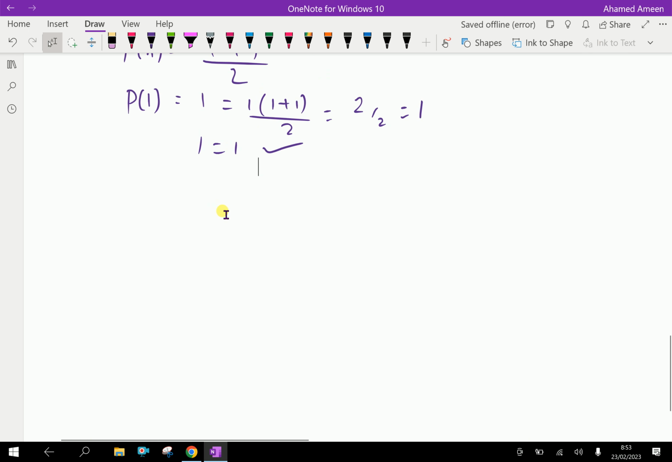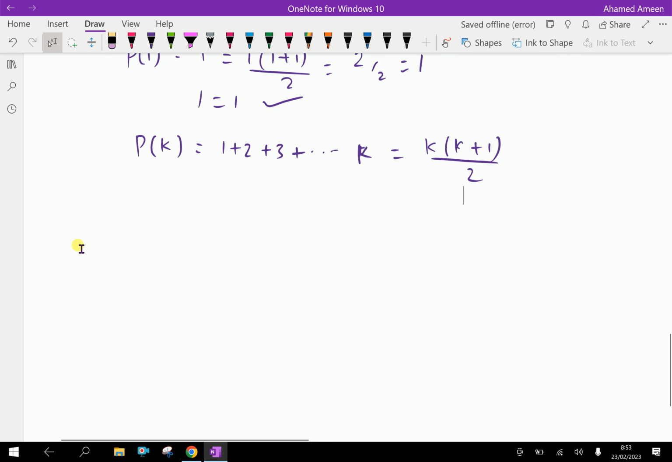Now take some other positive integer k. P of k is 1 plus 2 plus 3 up to k, which equals n into n plus 1 by 2 with n as k, that is k into k plus 1 by 2. Under this assumption, we must show that P of k plus 1 is also true.